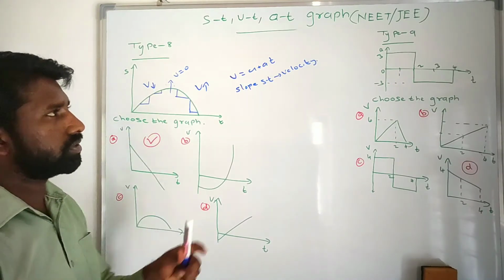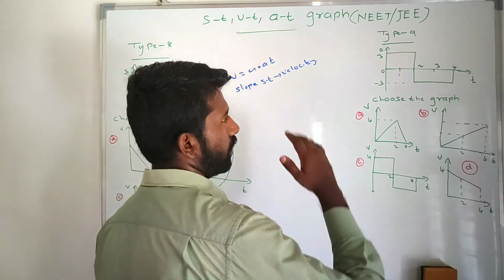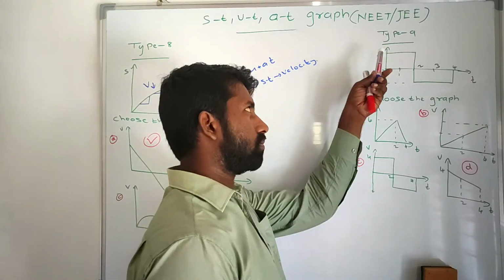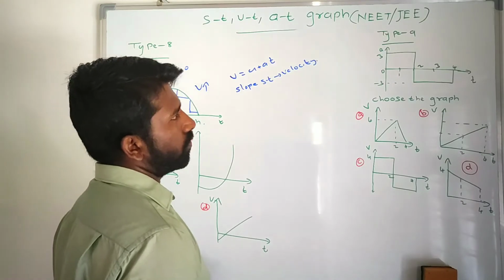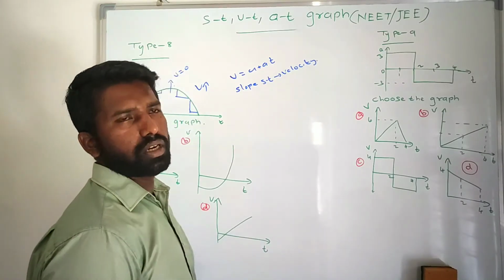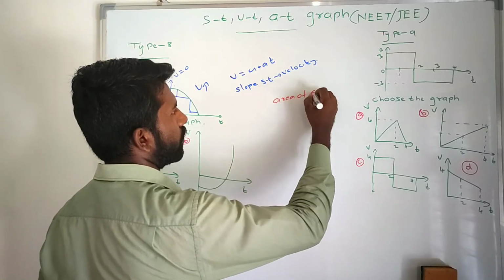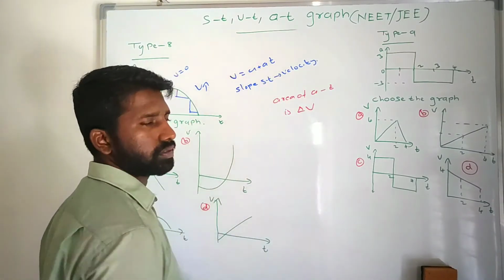Clear? Next we will see type 9. What is the type 9? They have given an acceleration time graph. Choose the velocity time graph from this. Okay. So area of the acceleration time graph is change in velocity.